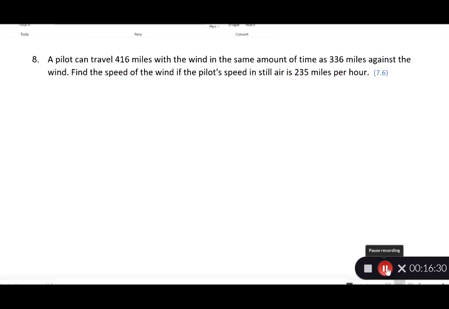So the last one we're going to do today is a distance, rate, time one. A pilot can travel 416 miles with the wind in the same amount of time as 336 miles against the wind. Find the speed of the wind if the pilot's speed in still air is 235 miles per hour. And I really want you guys to think about this because this is one that a lot of people make mistakes on. And if we were in class, I would show you a video of people trying to run against the wind because it's funny and it kind of puts it in perspective to you.